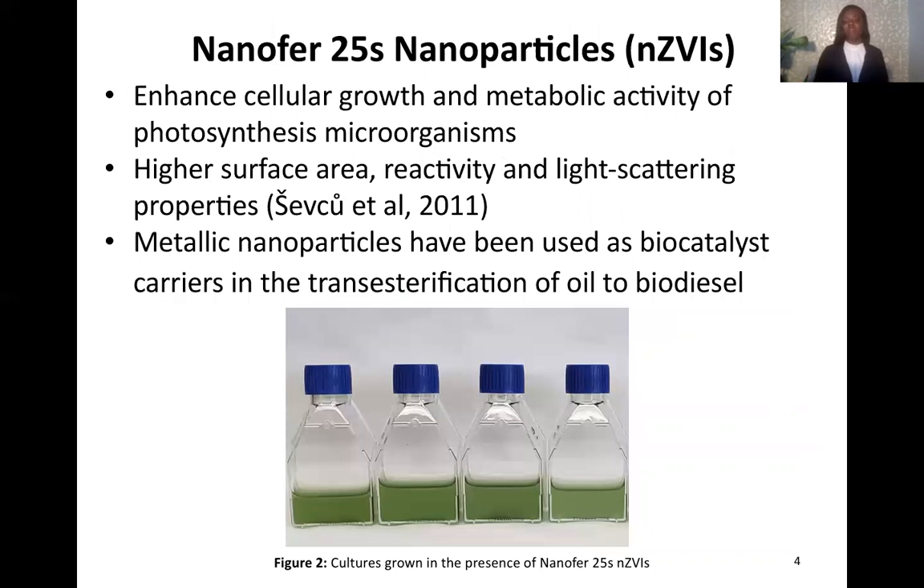In recent years, nanoparticles have gained interest in the biodiesel industry due to their high surface area, reactivity, and light scattering properties. These nanomaterials are known to enhance biohydrogen, biogas, and even bioethanol production, thus increasing energy conversion efficiency. There are a wide variety of nanoparticles, but for this study, Nanofer 25S zero-valent nanoparticles were chosen for their ability to enhance cellular growth and metabolic activity in photosynthetic microorganisms. The figure at the bottom of your screen shows B481SD cultures grown in the presence of nanoparticles.